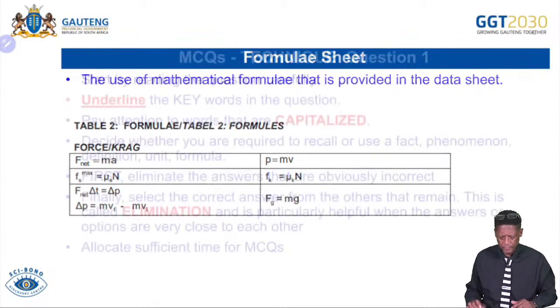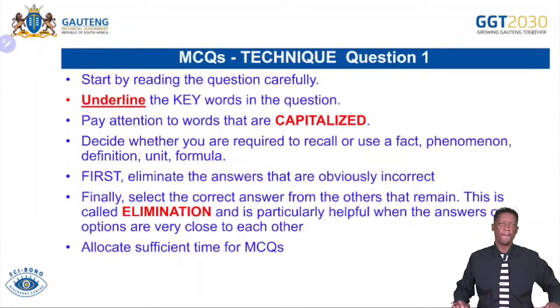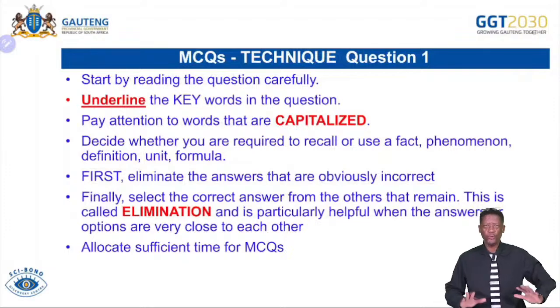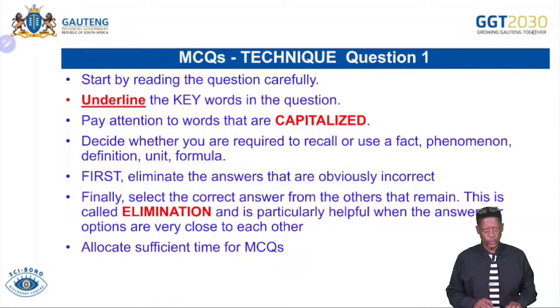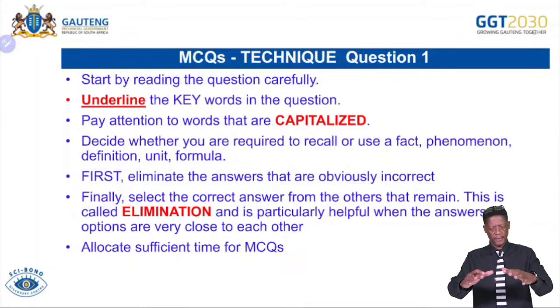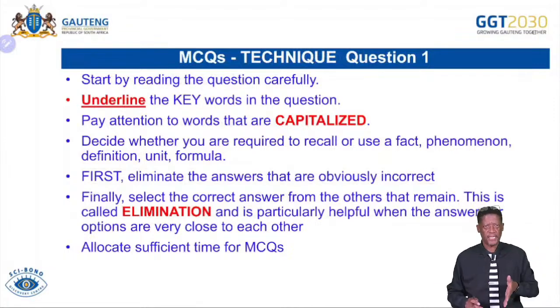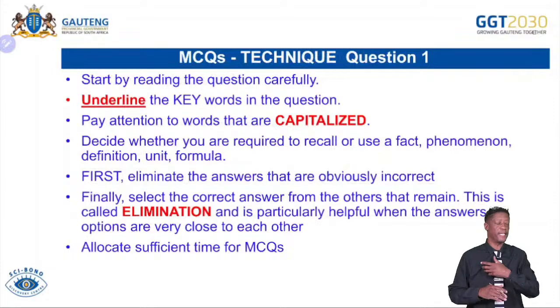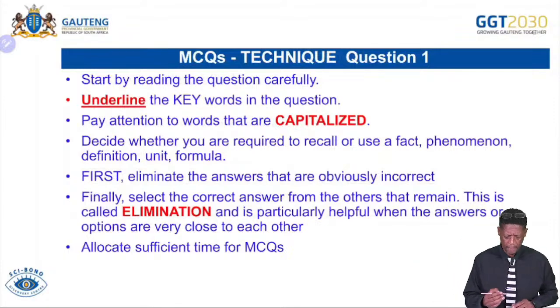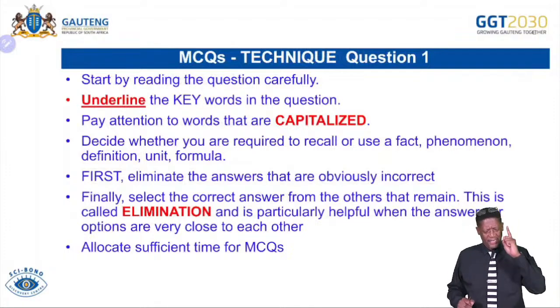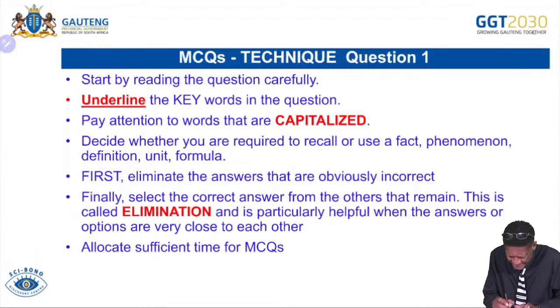All right. Now let us go to multiple choice questions. Question 1. How do you answer question 1, the multiple choice questions? Many a time learners just look at the question, then see the 4 possible answers, close their eyes and pick. Then they say that's the correct answer. It doesn't work like that. What you do first, start by reading.